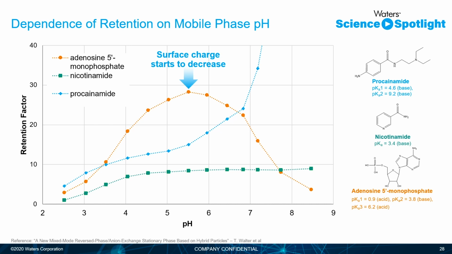If we look at nicotinamide, a simple base that only has one pKa, at low pH, it's ionized and repulsed from the column due to the anion exchange repulsion of the stationary phase with this positively charged analyte. But as you get above its pKa, say to about 4, 4.5, this analyte is uncharged now, or hydrophobic, and the retention of this analyte is consistent due to the fact that it's only being retained by classic reverse phase mechanisms.